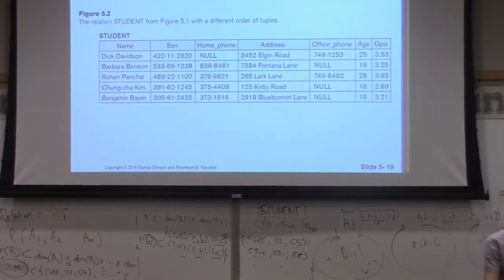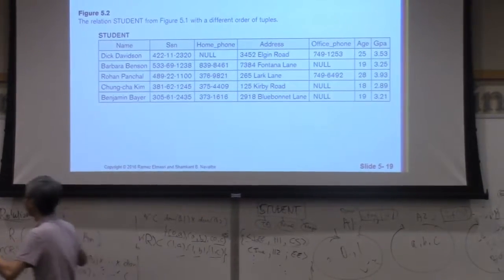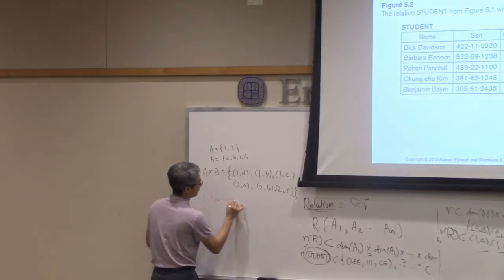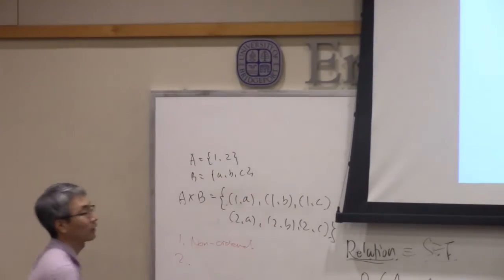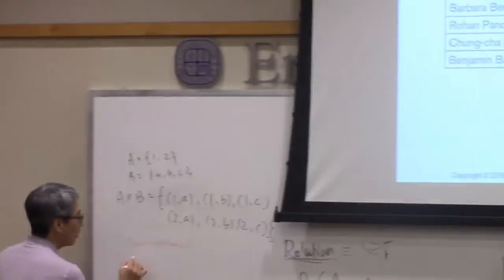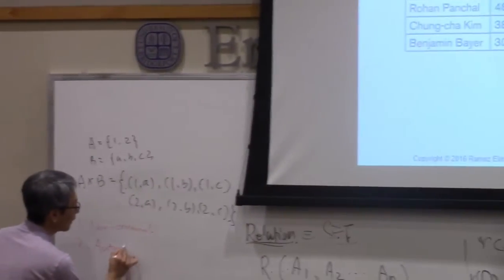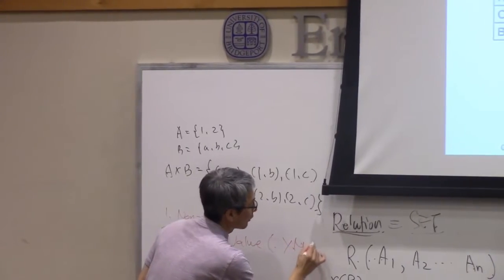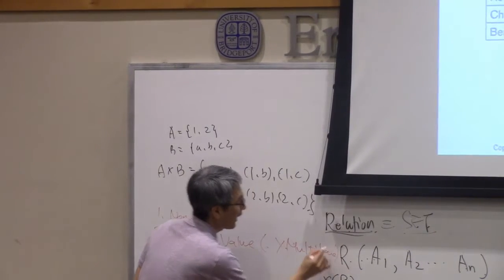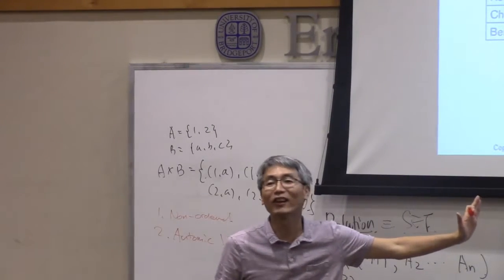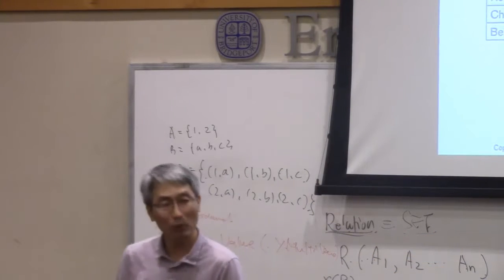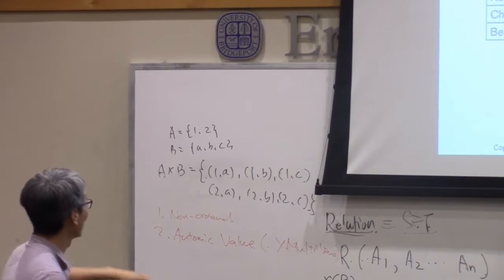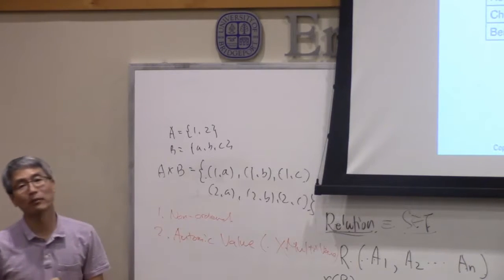So another characteristic of the relational model is the atomic value, which means no multi-value. That's different from the ER diagram. So ER diagram allows multi-values, right? But on the other hand, the relational database model does not allow.